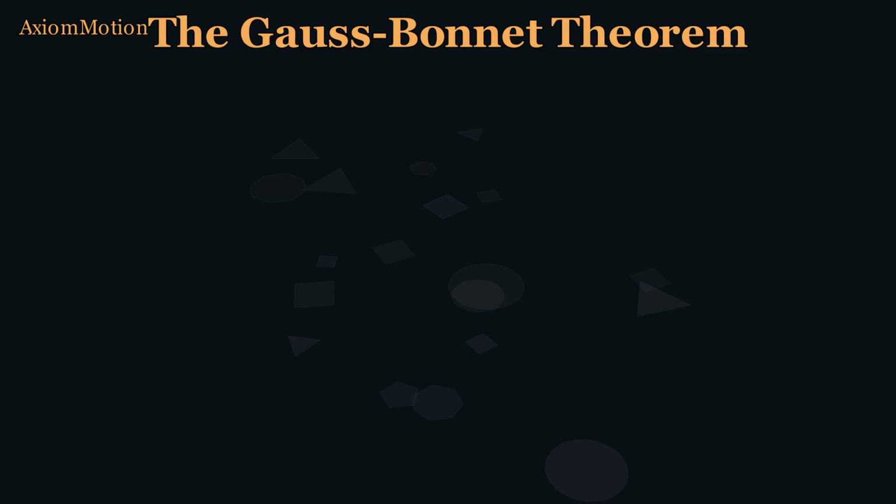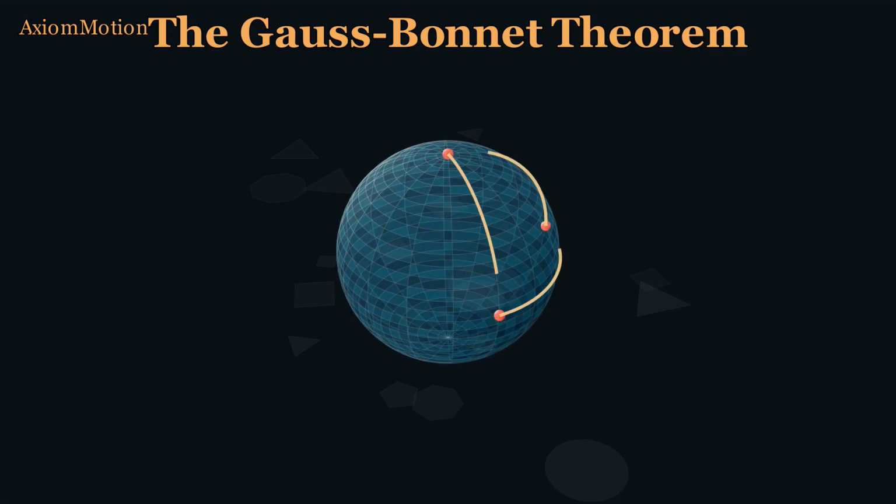Everything we have built leads here. Draw a triangle on a sphere using 3 great circle arcs. Each arc is a geodesic. This octant triangle has 3 right angles. Each one is π/2. The sum is 3π/2. That is more than π.